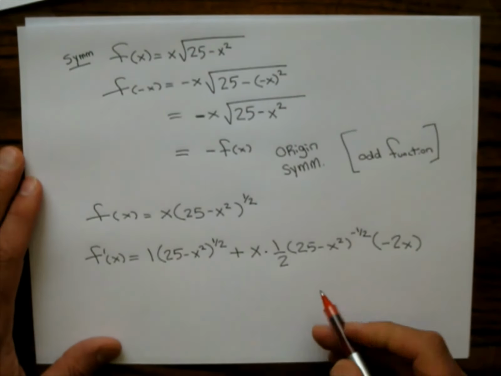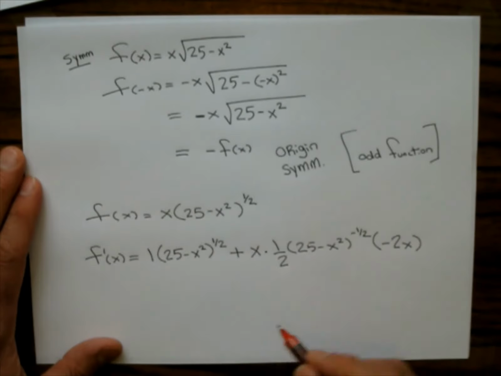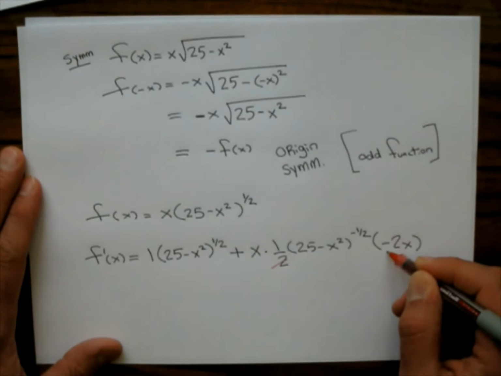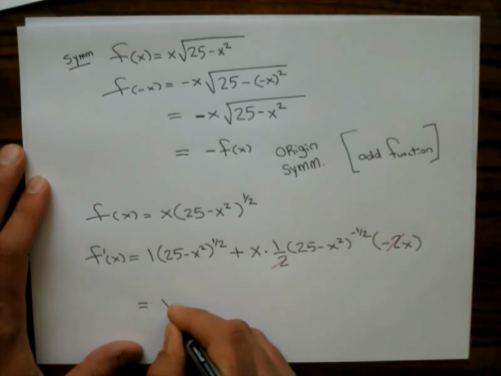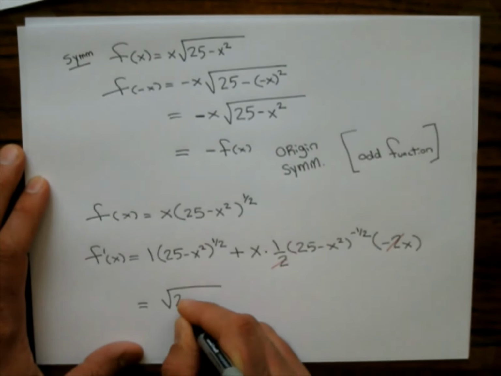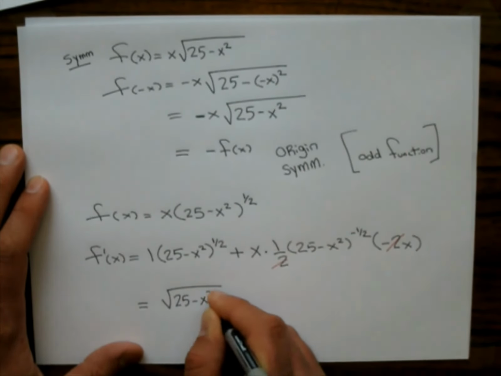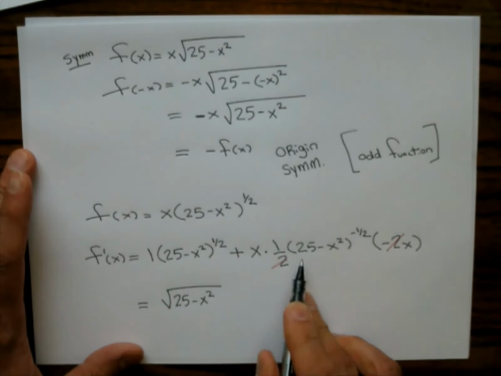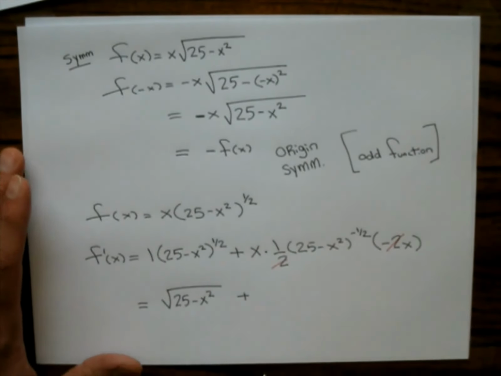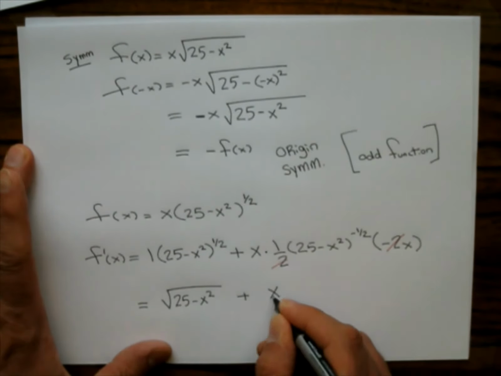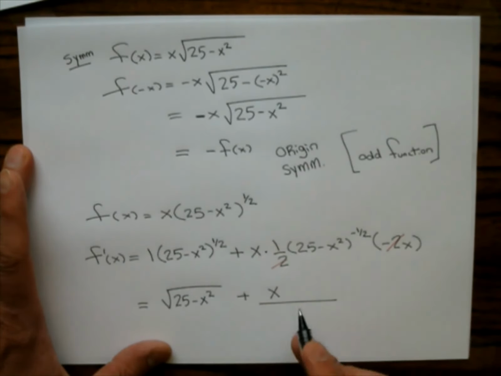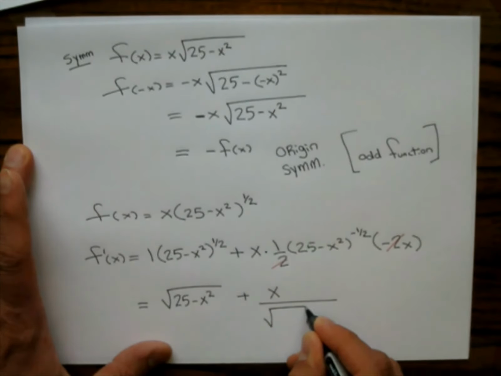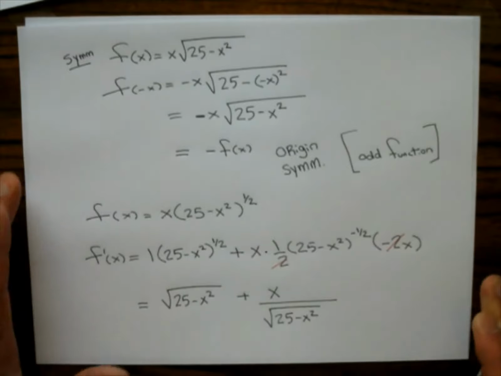Okay, now what I want to do is simplify this first derivative. The 2's are going to cancel there. And what I end up having here is the square root of 25 minus x squared. And then over here I have plus, what do I have? I have x, and then that guy's going downstairs. As the 1/2 power, I'm going to actually write it as the square root of 25 minus x squared.